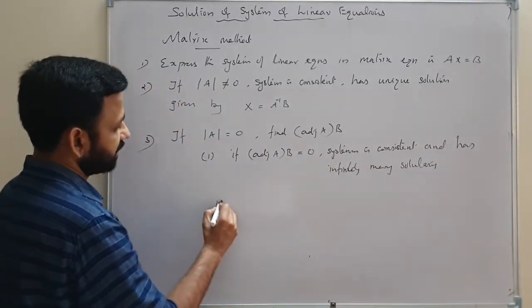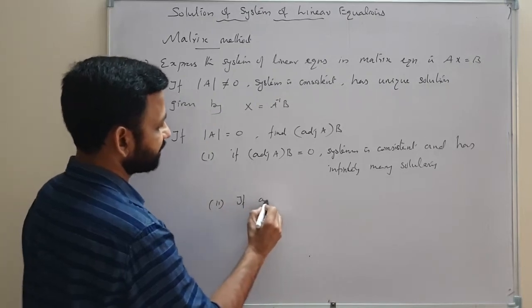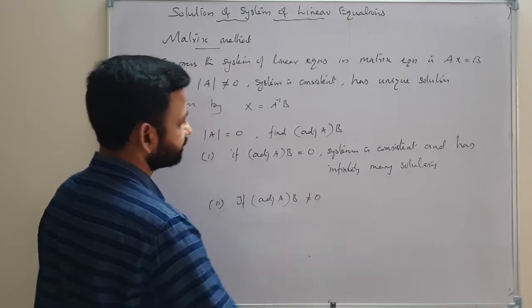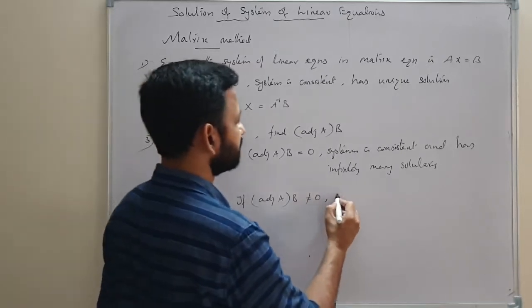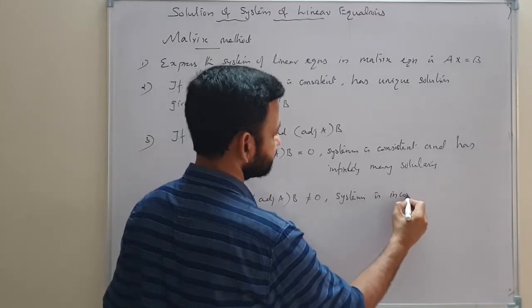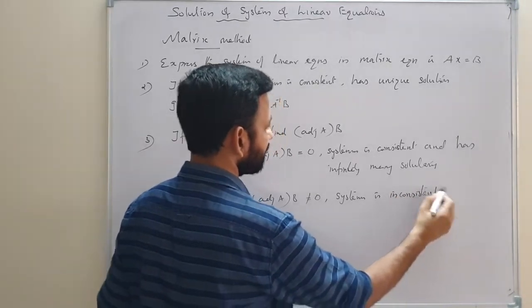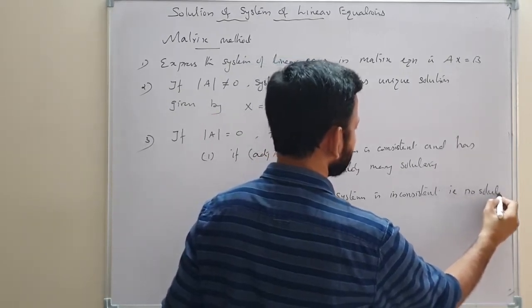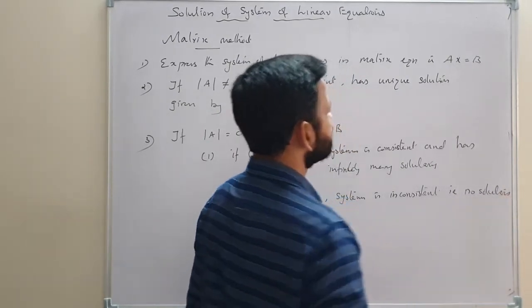Then the next case, if adjoint A into B not equal to 0, the system is inconsistent, that is, no solution. So these are the conditions.